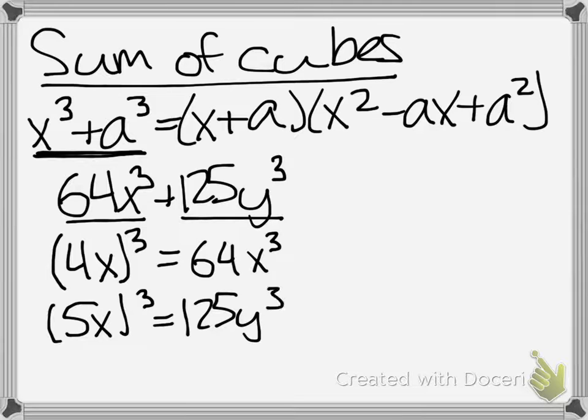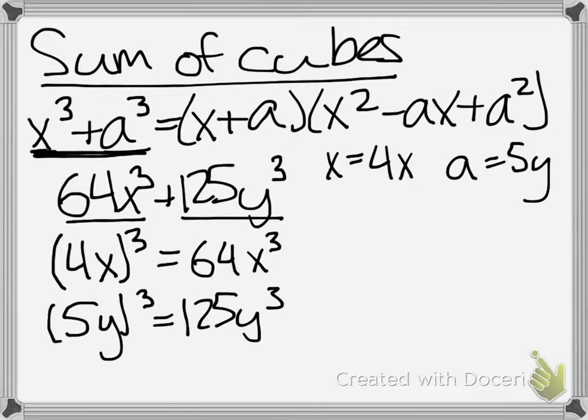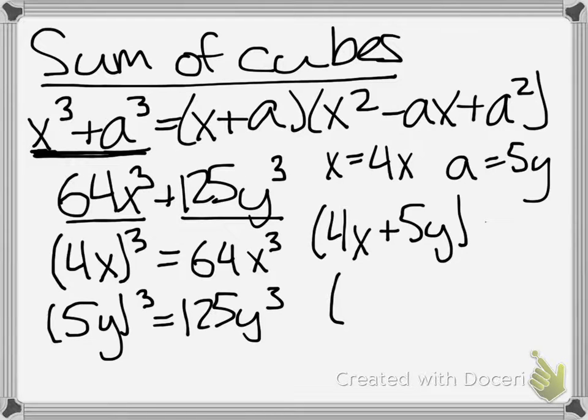So when I look at this formula, I know that x is 4x, and I know that a, this is not an x, this should be a y, and I know that a is 5y. So then I can plug into this formula. I have x, that's 4x, plus a, I just said that was 5y, times, I'm going to have to do a line break here for space reasons, but it's all together.